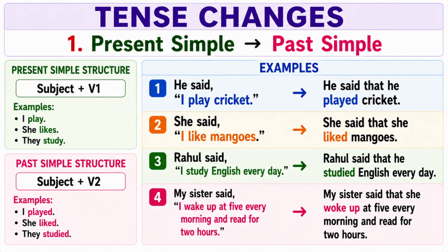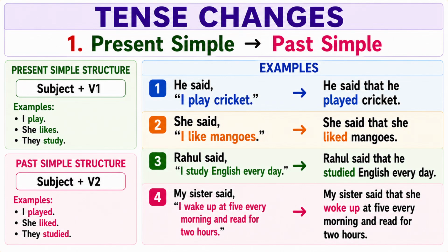Now let us understand tense changes. The first tense change is present simple changing into past simple. The structure of present simple is subject plus first form of the verb. Examples are, I play. She likes. They study. The structure of past simple is subject plus second form of the verb. Examples are, I played. She liked. They studied.